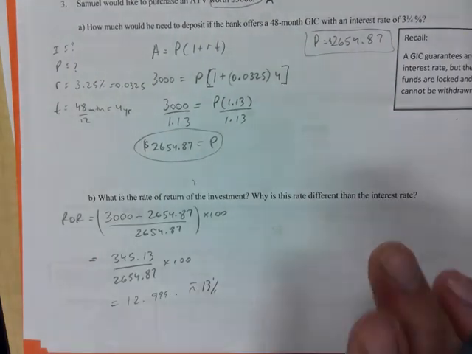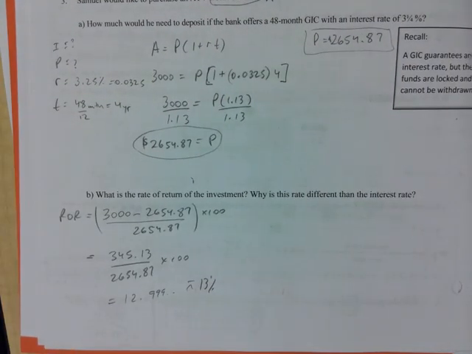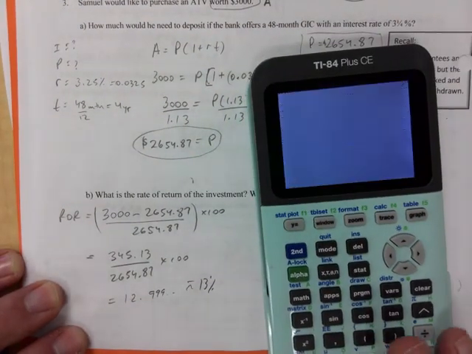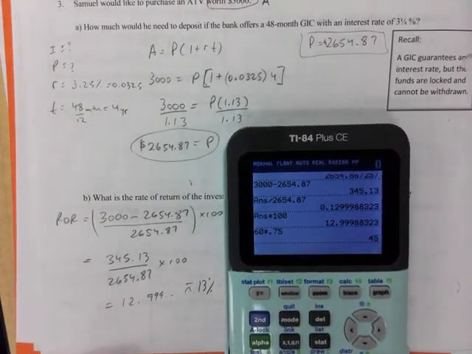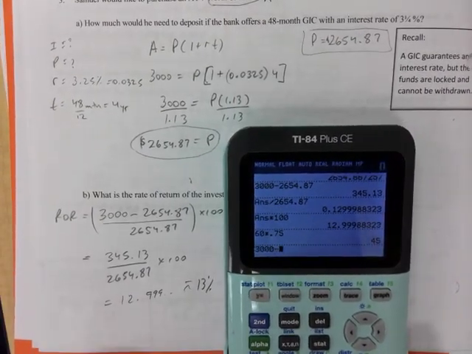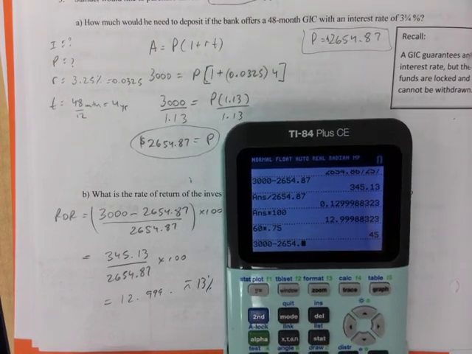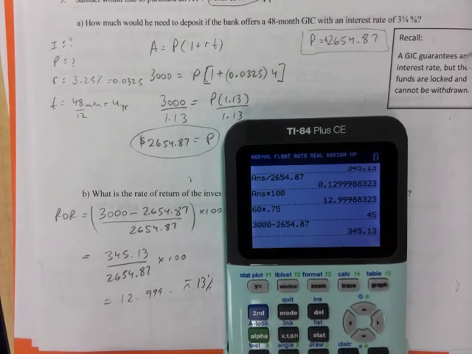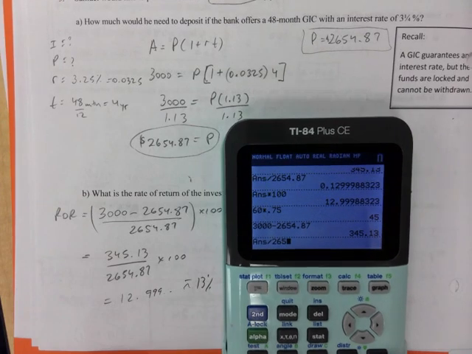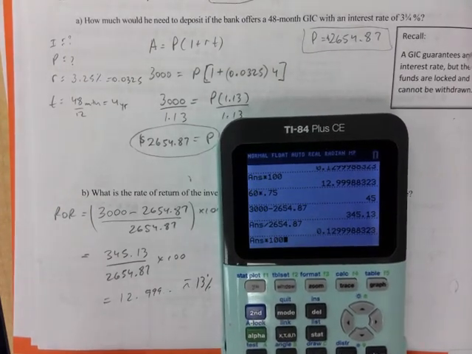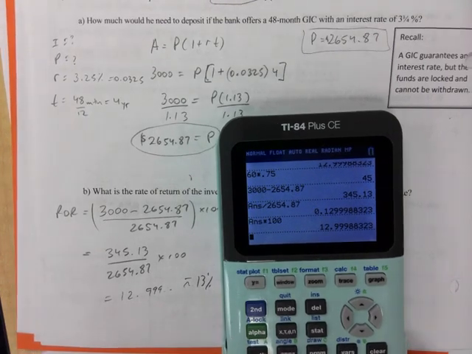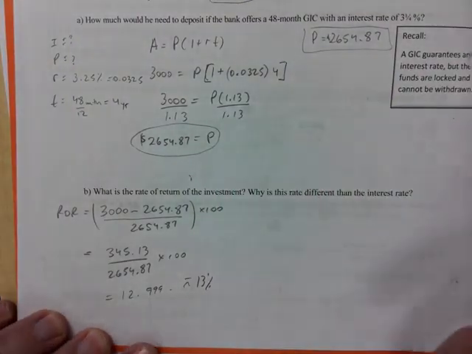And I'm just going to double check that so that I actually, yeah, that looks right to me. I'm just going to double check, yeah, divided by 2654.87 times 100. Yeah, so that's 13% there. We're all good.